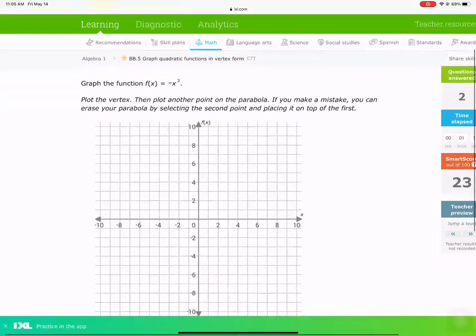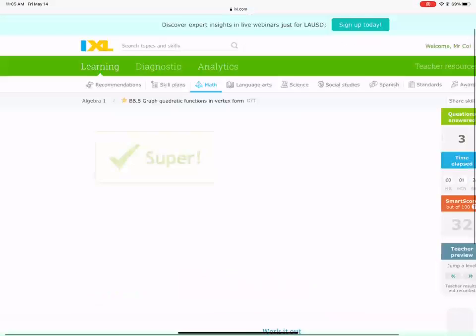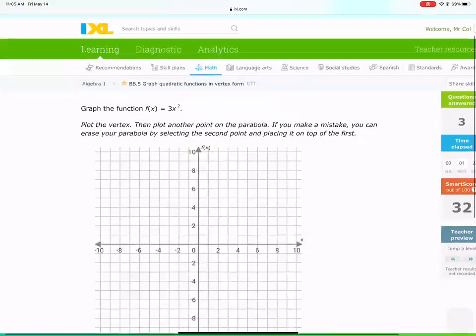Let's look at another one. Oh, negative. Okay, that's a negative invisible 1. From 0, 0, 1 step over, 1 step down. Okay, so negative means we're going to be facing downward. And the cool thing is that the A value tells me how much I'm going to go up or down. 3, center, 1 step over, 3 steps up.